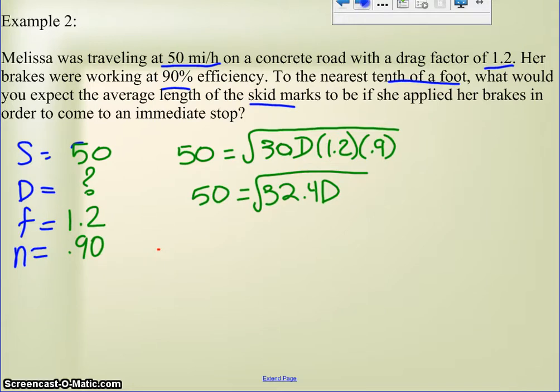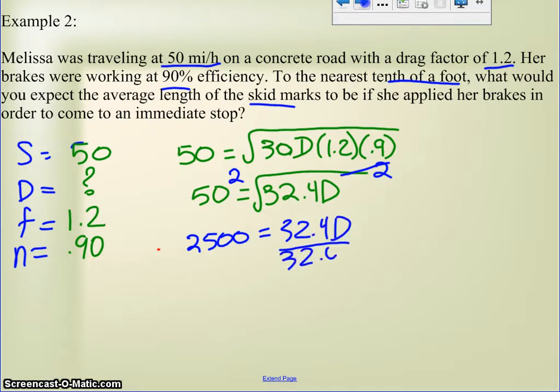Now the question here is, how do I get rid of that square root? Well, the fastest way to get rid of a square root is to square it. But remember, in algebra, if you do something to one side, you have to do it to the other. So you're going to square both sides. The trick here is that a square cancels out a square root, and I end up with 2,500, which was 50 squared, equals 32.4 d. I divide both sides by 32.4, and I find that the average skid distance for this particular problem was 77.2 feet.